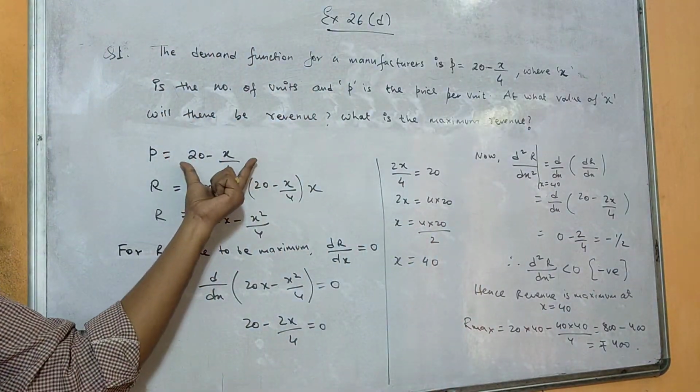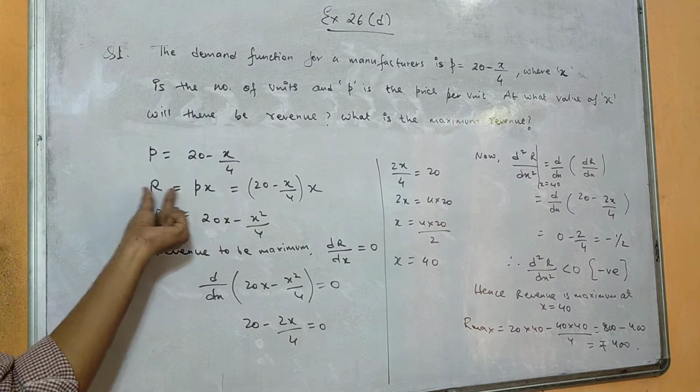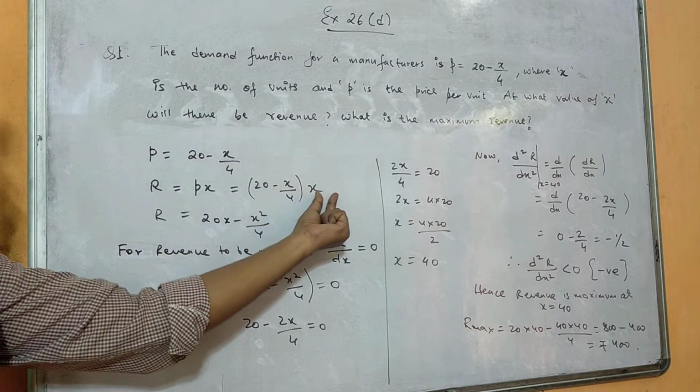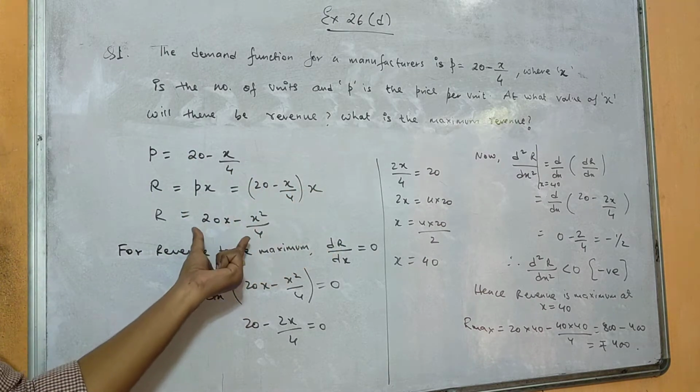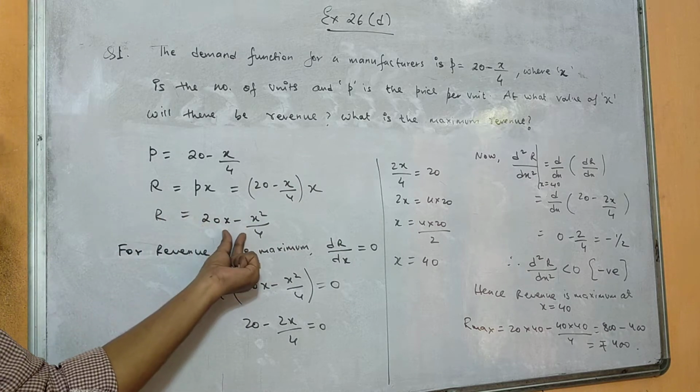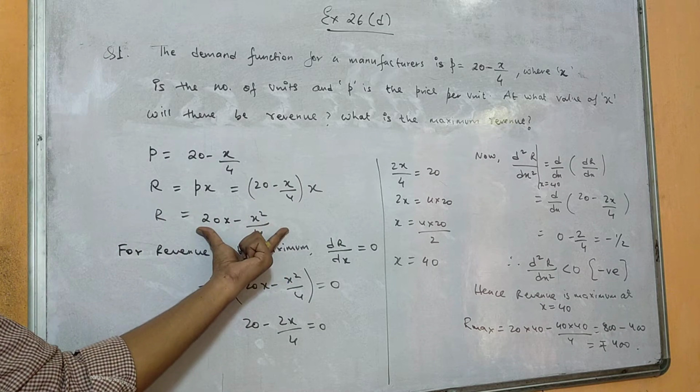So P is given in the question, 20 minus x by 4. The R formula is P into x, so we will multiply x within the bracket. What will we get here? R equals 20x minus x square by 4, right? This is the revenue function.